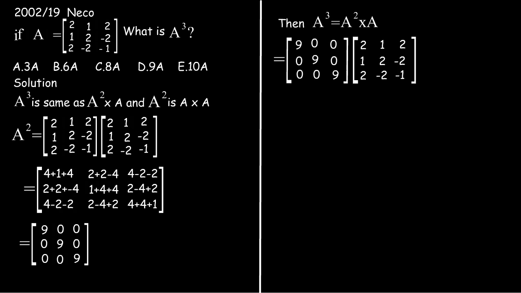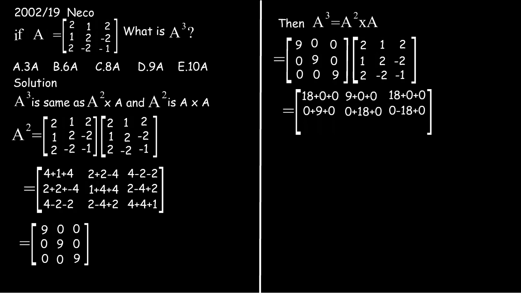So it should be equal to, as usual, multiplying our row by our column to be 18 plus 0 plus 0, 9 plus 0 plus 0 for our second element. The next element is 18 plus 0 plus 0. The next will be 0 plus 9 plus 0. The next will be 0 plus 18 plus 0. 0 minus 18 plus 0, 0 plus 0 plus 18, 0 plus 0 minus 18, and 0 plus 0 minus 9.